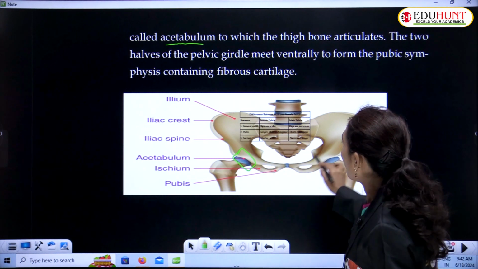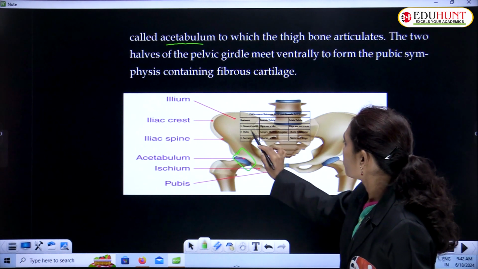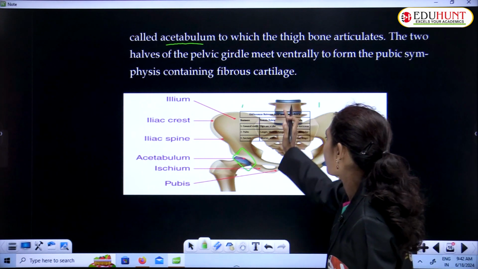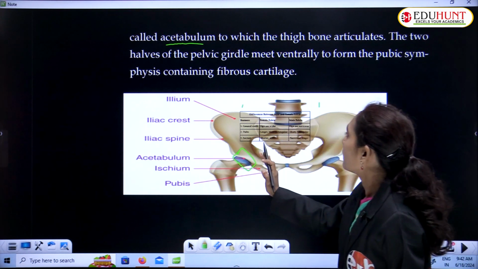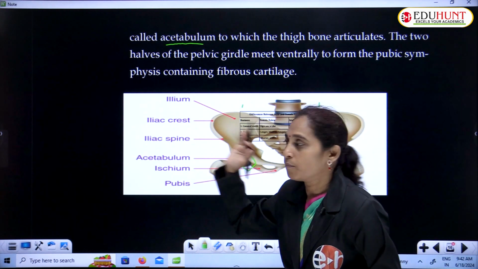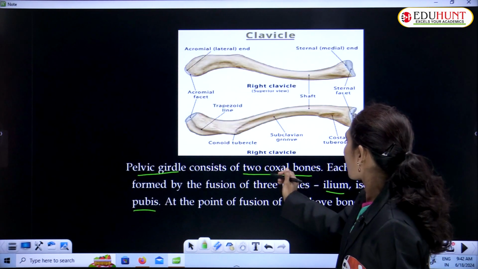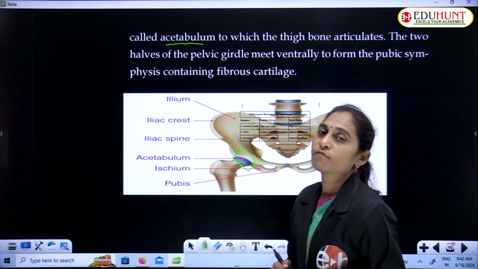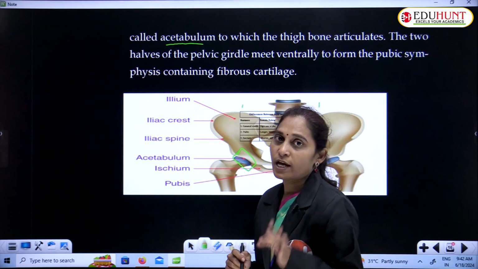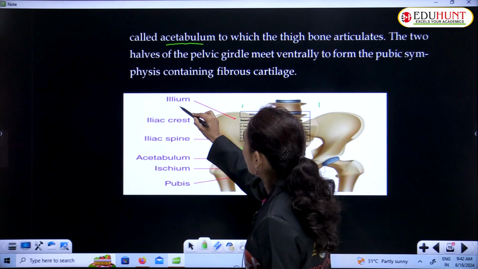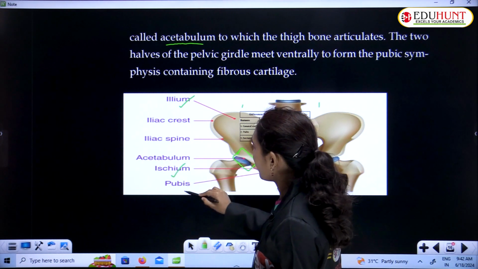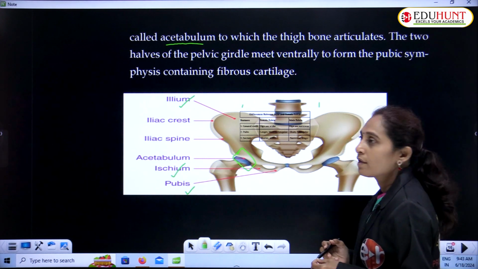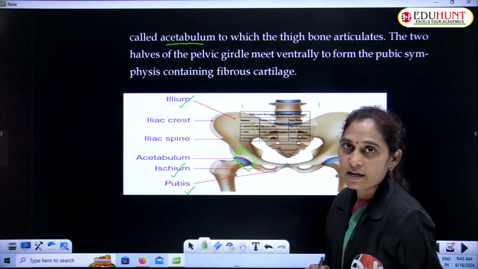This is the pelvic girdle. It has two halves. Each half consists of a bone known as the coxal bone. And each coxal bone is again made up of three bones which are fused together, that is ilium, ischium and pubis. These three bones are fused together to form a single coxal bone on each side.